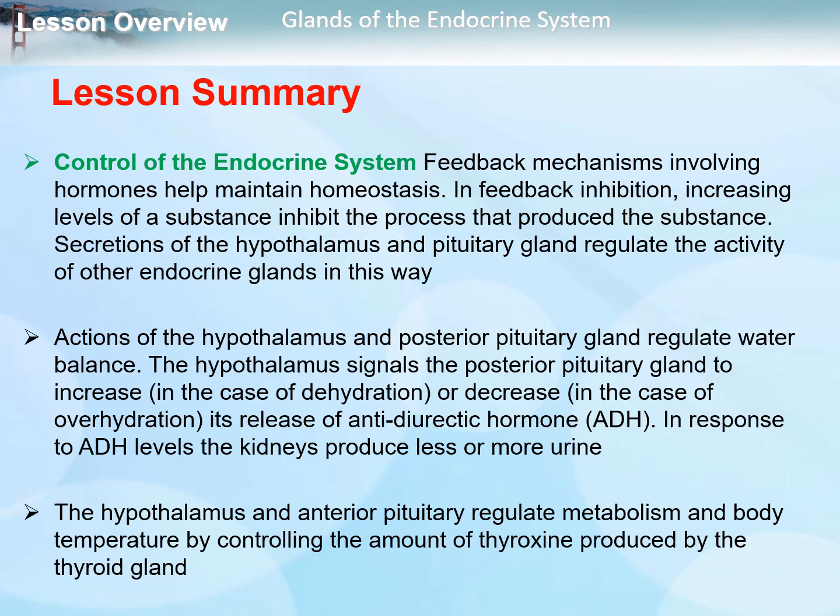Actions of the hypothalamus and posterior pituitary gland regulate water balance. The hypothalamus signals the posterior pituitary gland to increase, in the case of dehydration, or decrease, in the case of overhydration, its release of antidiuretic or diuretic hormone, or ADH. In response to ADH levels, the kidneys produce less or more urine. The hypothalamus and anterior pituitary regulate metabolism and body temperature by controlling the amount of thyroxine produced by the thyroid gland.